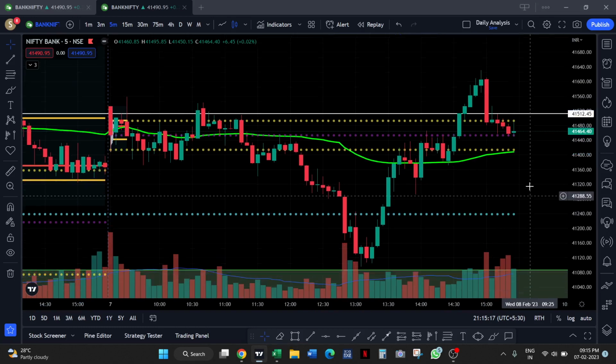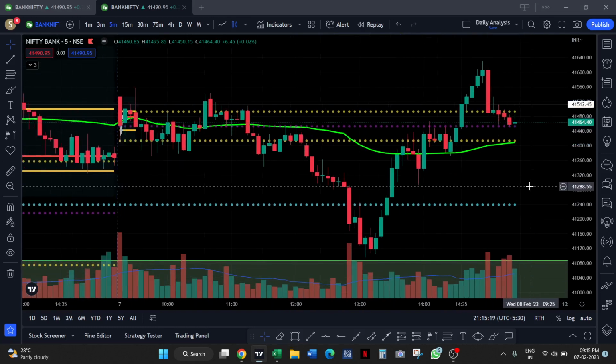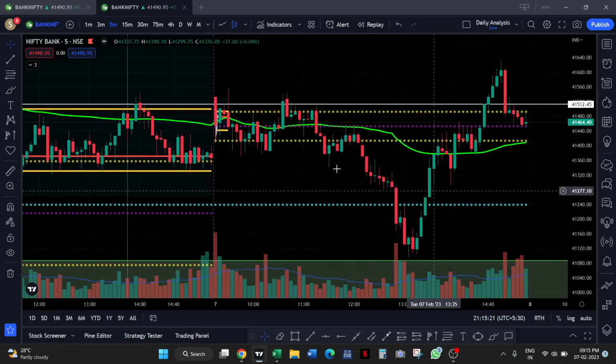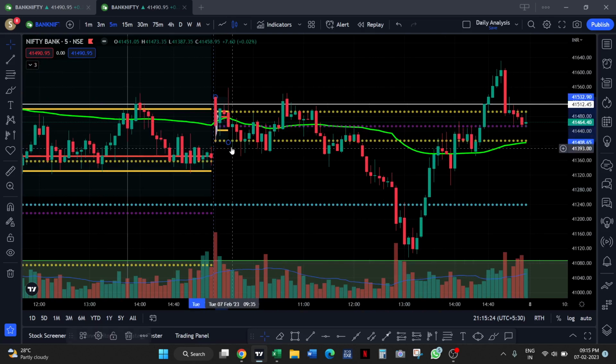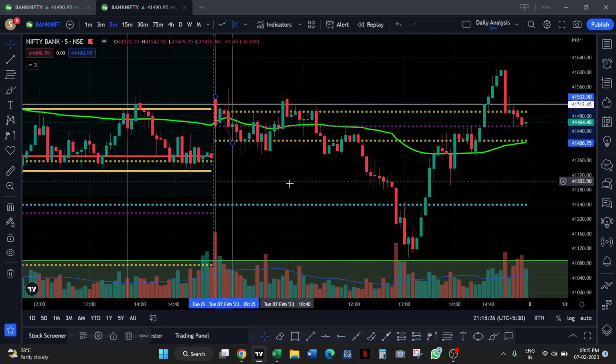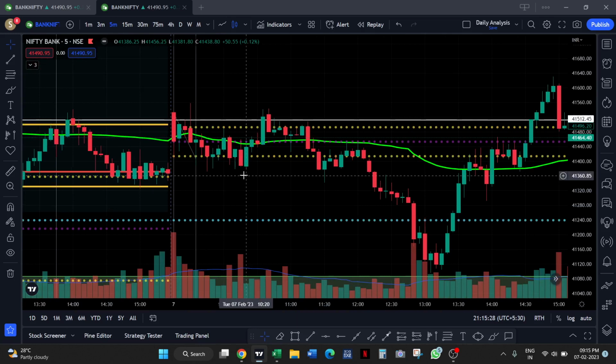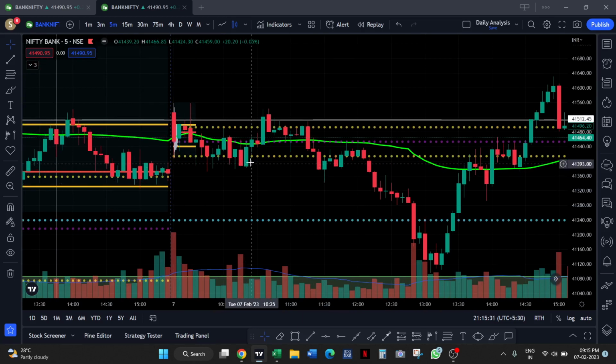All in all, today was a loss, and I got to learn some new things. The first two trades over here, the first trade I had taken at around 1056, that is over here.